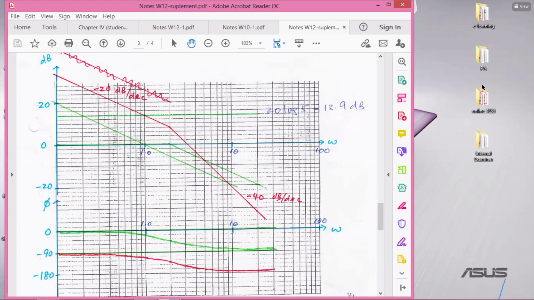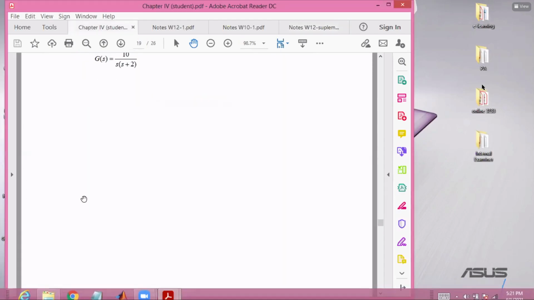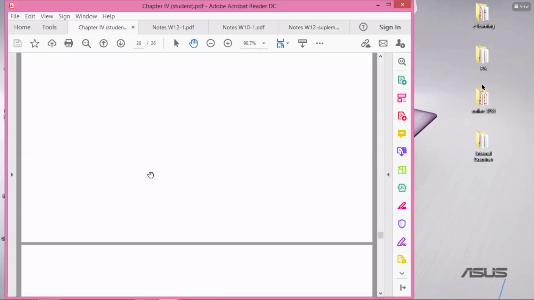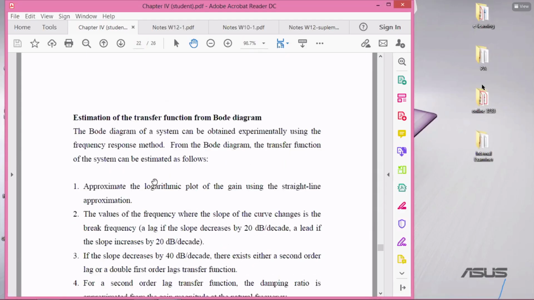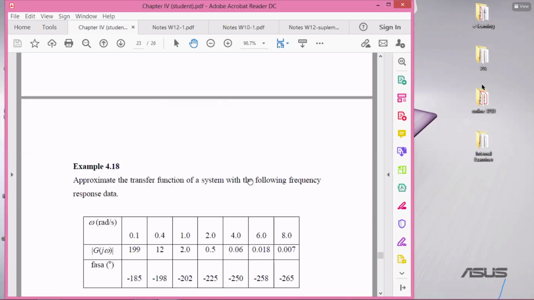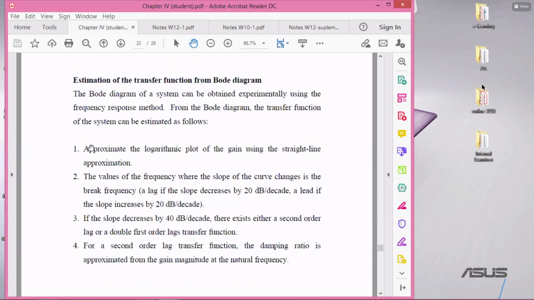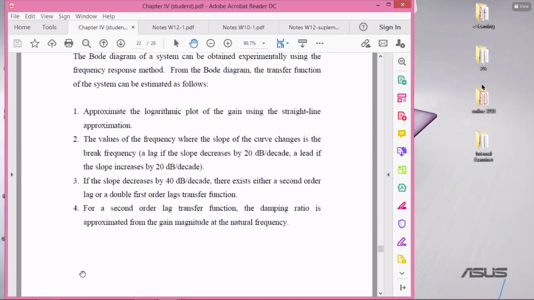Okay. So now we come to this question. Final example. Approximate the transfer function from the frequency response data. So I have put some guidelines here. You can estimate the transfer function from the Bode diagram. So there are a few steps that you have to go through here.